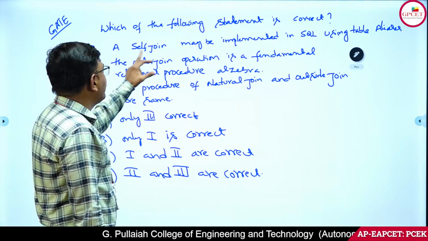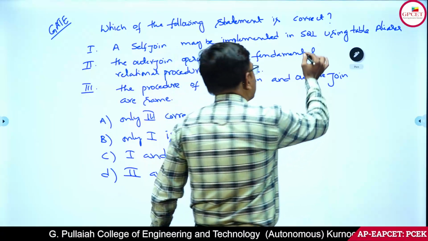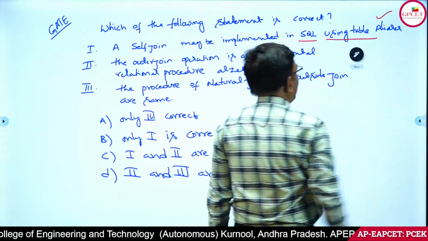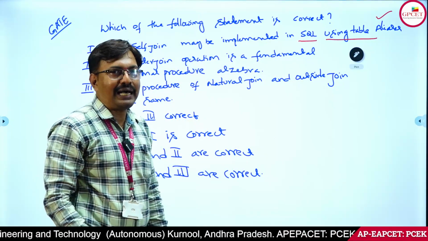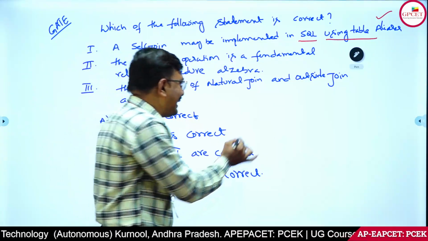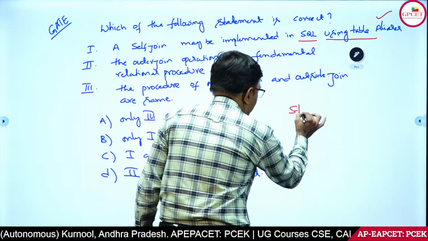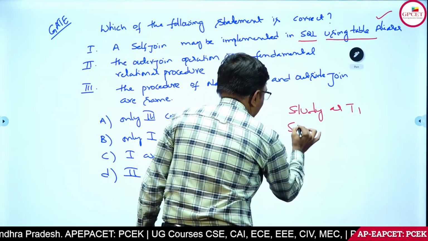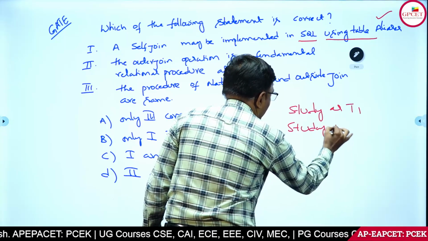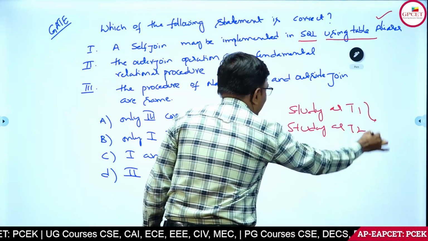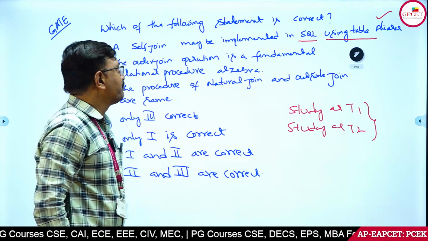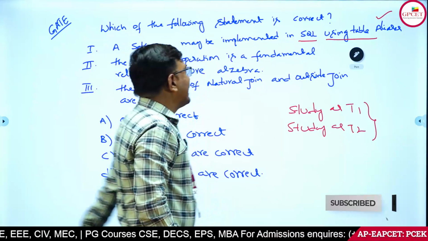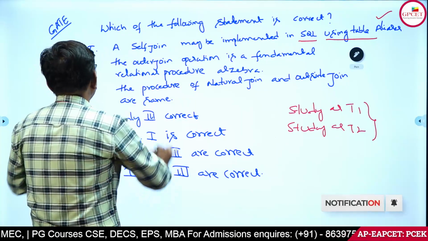Observe here, a self join may be implemented in SQL using table aliases. I already told you about aliases, table AS. In the previous example, the table name is study AS T1, that is one table, and study AS T2. This is the alias. That's why a self join may be implemented in SQL using table aliases. This is the correct one.